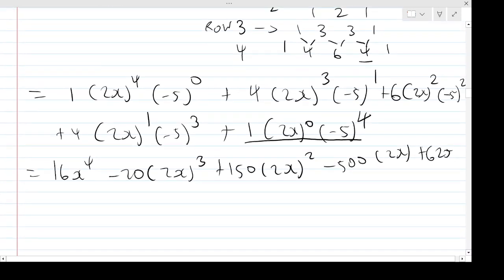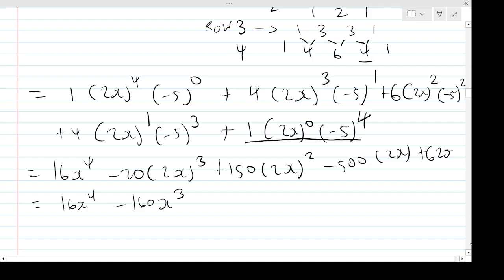So we get 16x to the 4 minus, we have 20 lots of 2x cubed. Now 2 cubed, if we were to expand that, is going to be 8x cubed. So then 8 times minus 20 is minus 160x cubed. Then we've got 150 times 2x squared.